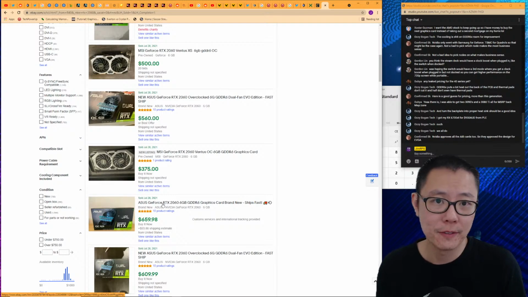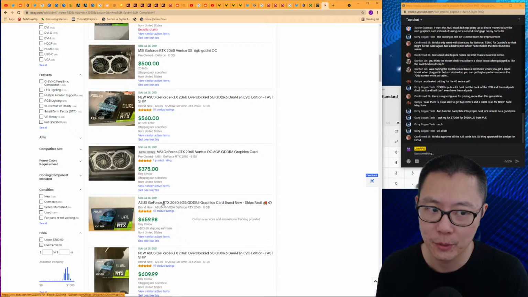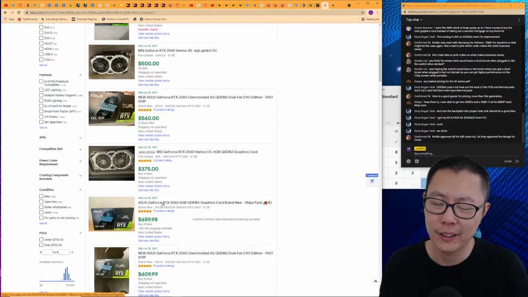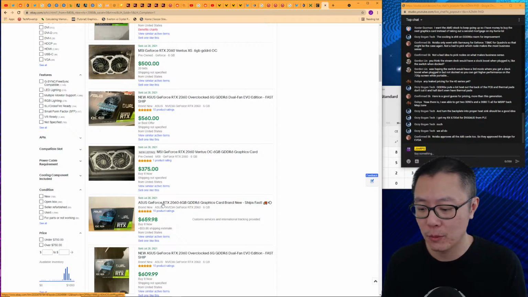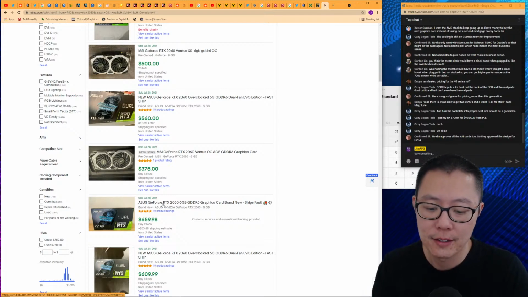It's still really expensive to buy a 2060 card, and it doesn't feel like the market is flooded with these cards. Though it could still be early. We could still be maybe a couple of months away from getting a ton of these cards.